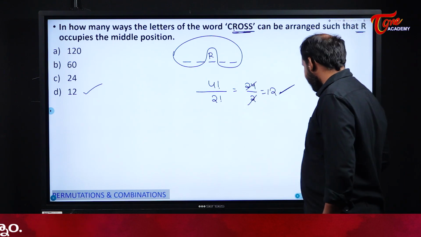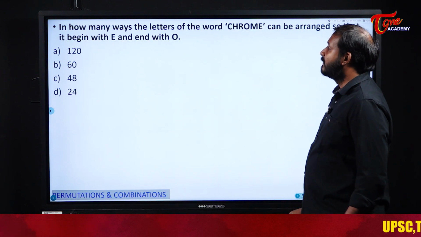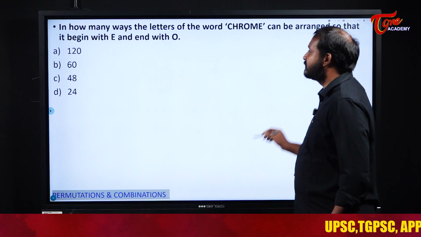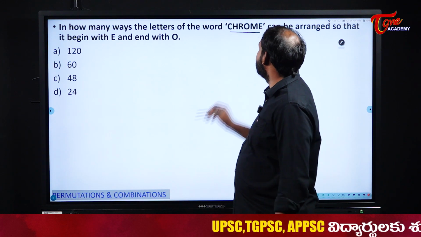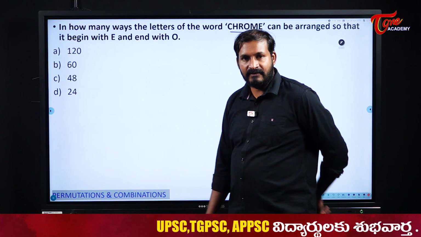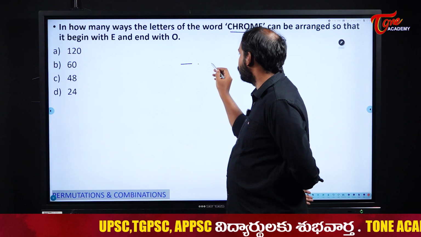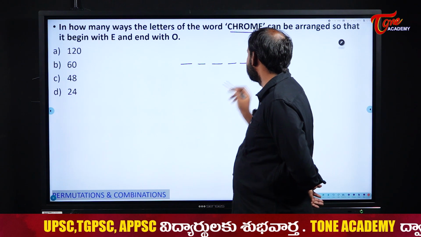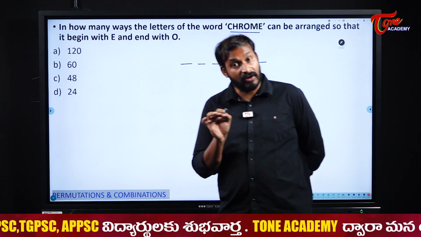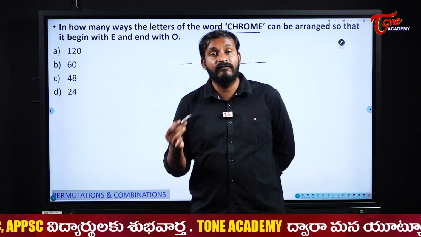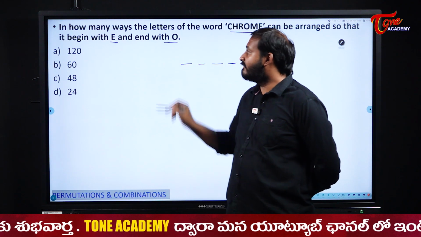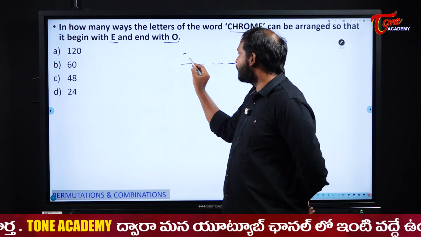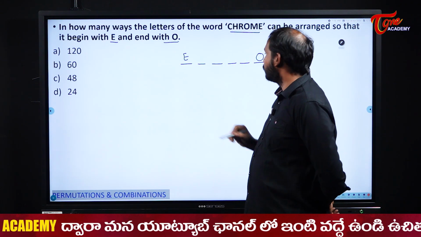Okay. Right, next one. Now see here, CHROME can be arranged so that it begins with E and ends with O. So CHROME, how many letter word is it? It is a 6 letter word, 1, 2, 3, 4, 5, 6. In this, what is the condition? As I have already told you, we always need to fulfill the condition first. It should begin with E and it should end with O.